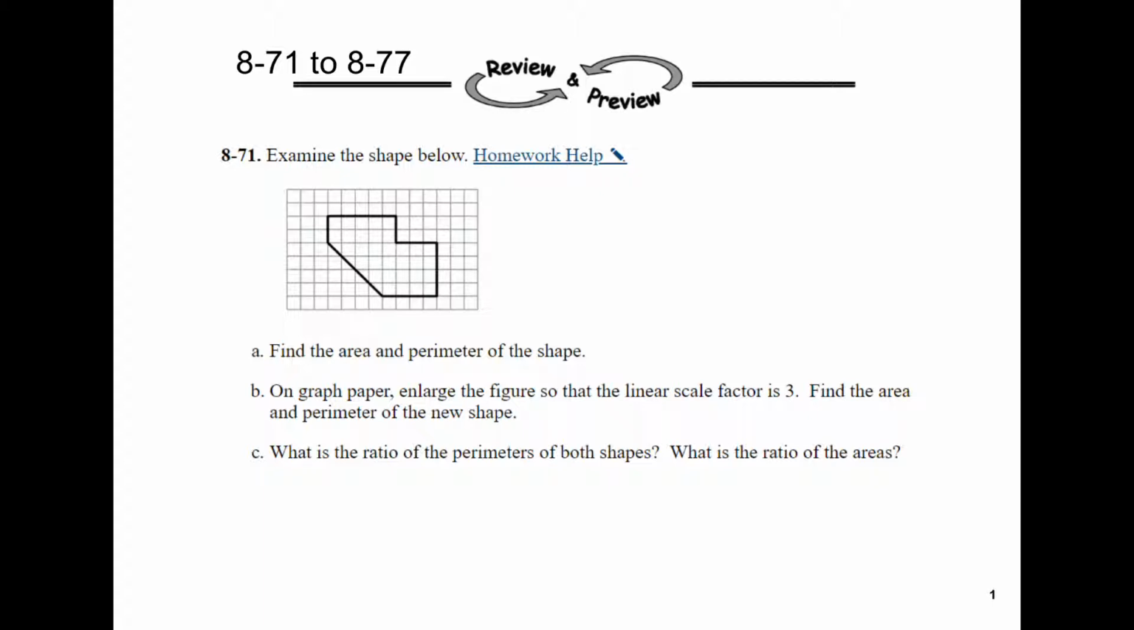Examine the shape below. Find the area and the perimeter of the shape. On graph paper, enlarge the figure so that the linear scale factor is 3. Find the area and the perimeter of the new shape. What is the ratio of the perimeters of both shapes? What is the ratio of the areas?